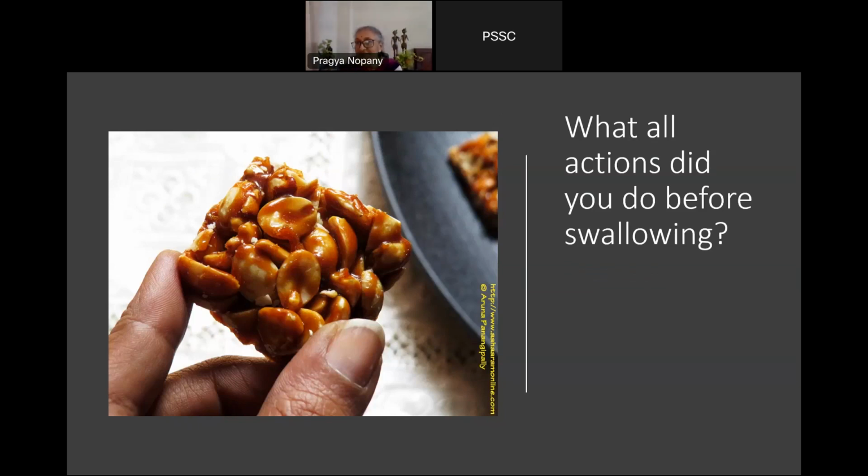So please write in the chat box, what actions will you do before you swallow the chikki? Can you say what all you are going to do? I hope you are writing in the chat box. Nobody is writing in the chat box. What will you do before you swallow the chikki? Please write in the chat box. Insha ma'am, are they writing in the chat box? Can you read out some answer?